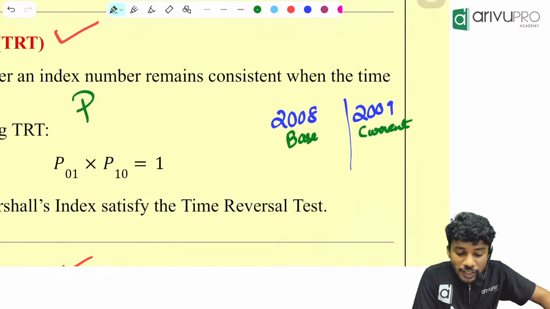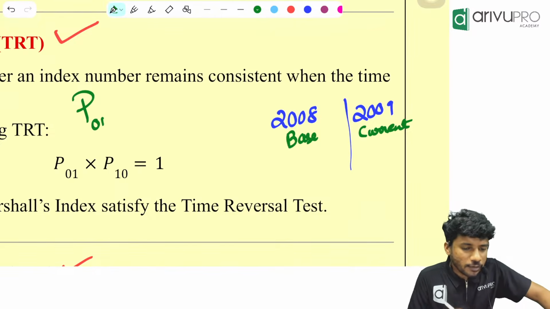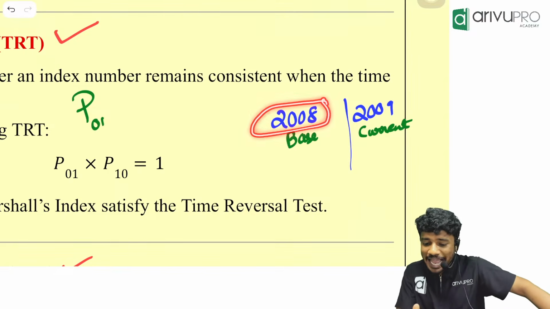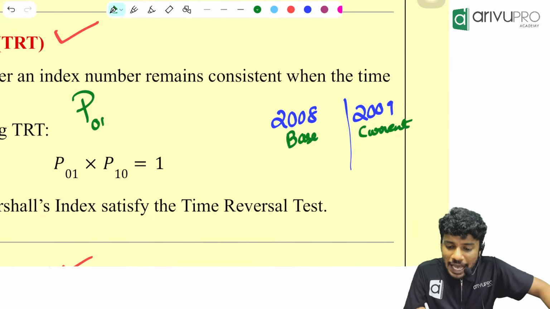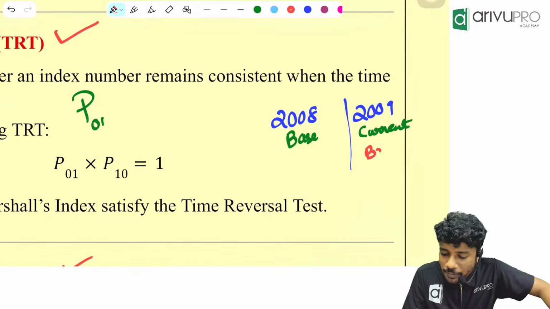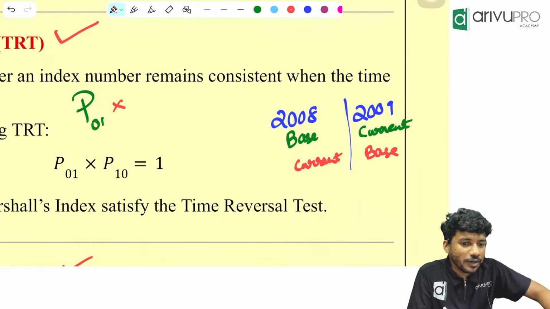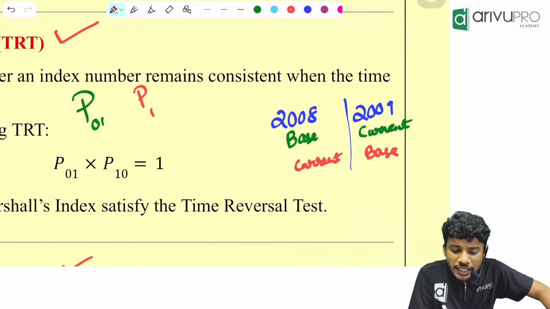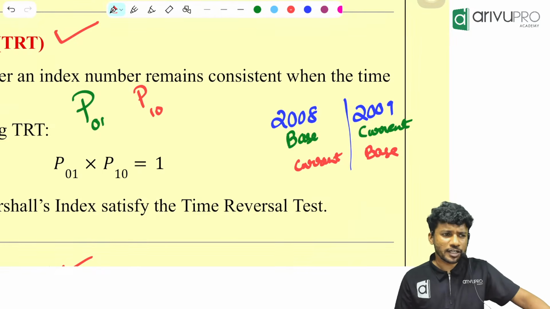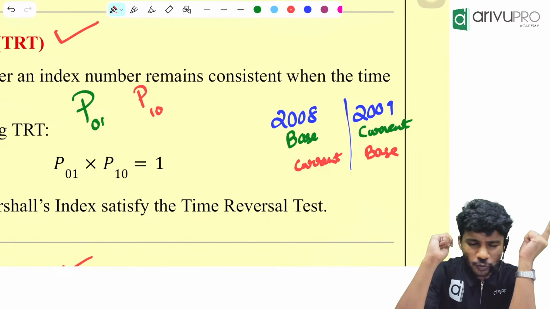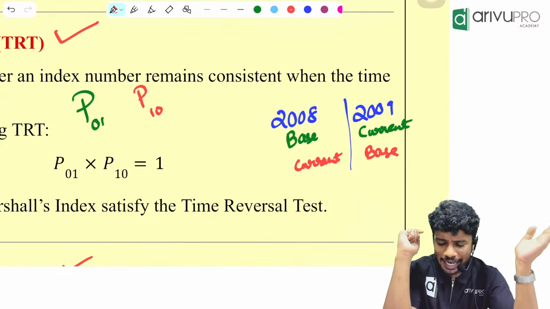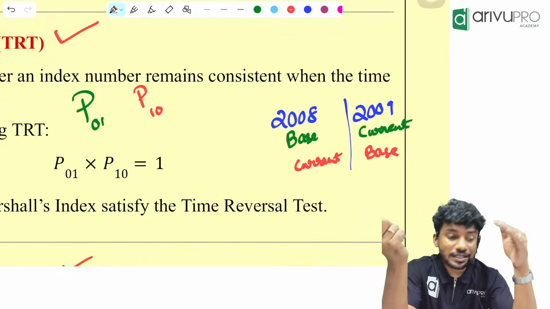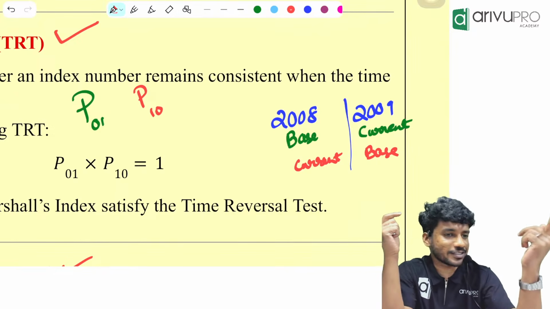Then I am calculating one index number that is called P01 by taking 2008 as the base and 2009 as the current year. Then, people, I am taking 2009 as the base and 2008 as the current. With that, I am calculating another index number, that is P10. First, I am finding a price index number with 2008 as the base and 2009 as the current year. That is P01. Then I am taking 2009 as the base and 2008 as the current, and finding another index number, that is P10.